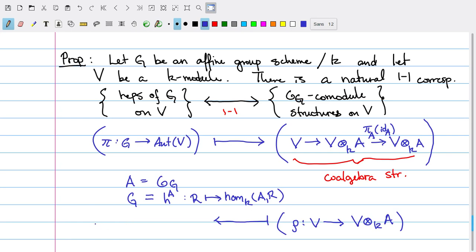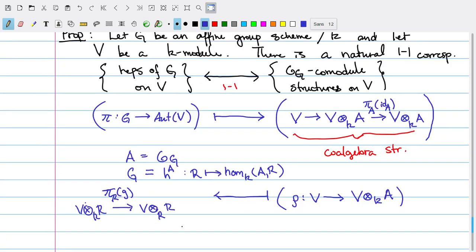The particular representation that we send it to is the one which satisfies that pi sub R of G is the map sending V tensor R to V tensor R in such a way that the associated diagram below commutes. By showing that these define a representation and that these two operations are inverses of one another, we'll prove that the correspondence that we establish is bijective.